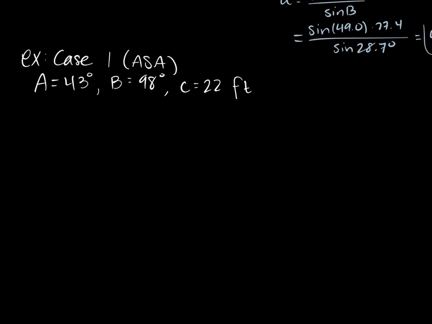So now let's move on to the second example of case 1, which is when we're given two angles and a side where the side is opposite one of them, I think.